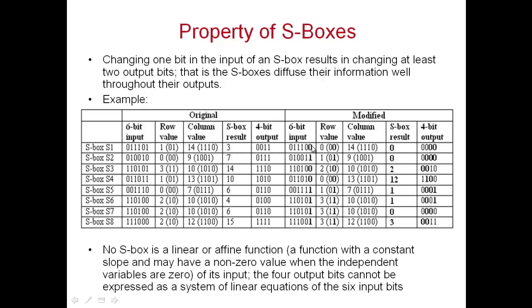So I'm going to change the last bit of each of the 6-bit inputs, from either 1 to 0 or 0 to 1. So this was 0, 1, 1, 1, 0, 1, and I'm going to change that to 0, 1, 1, 1, 0, 0. Just changing this 1 to 0, and this 0 to 1, and then 1 to 0, 1 to 0 and so on. Now we repeat the same process of looking into the S-Box.